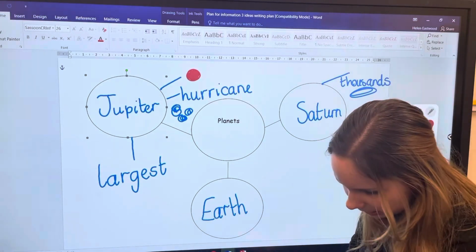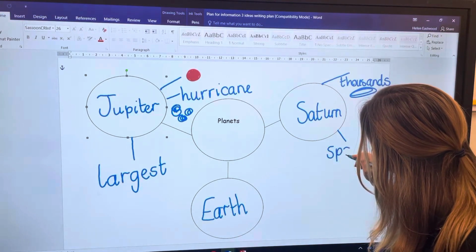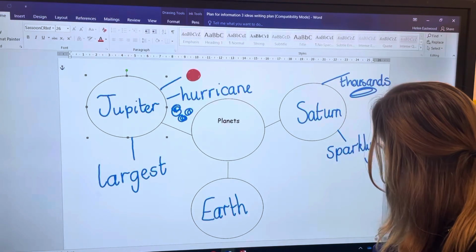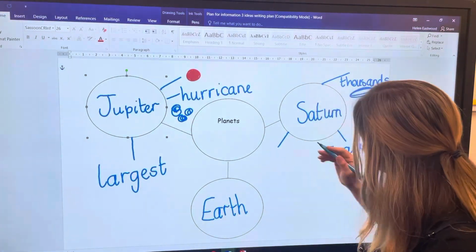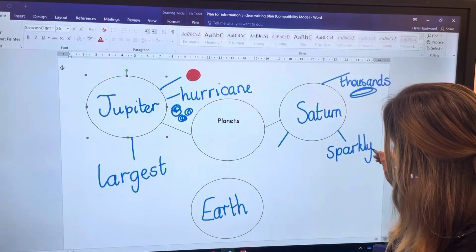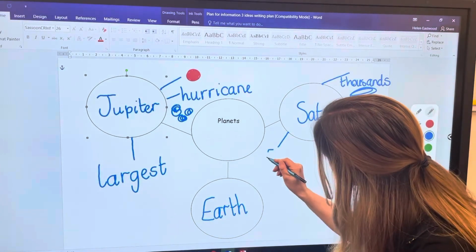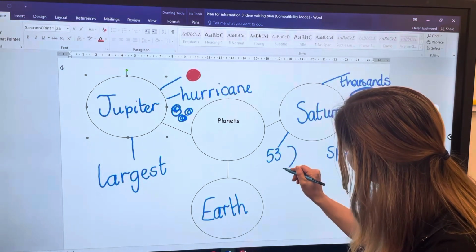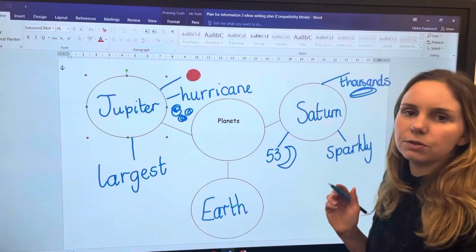So thousands of rings. What else do I know? Oh, I know that they are sparkly. And I know that they are made from icy rocks. So sparkly, and I'm not going to put icy rocks on, but I'm going to put that it has 53 moons. And I might draw a picture there to help remember. Remind the year 1s that they can use pictures.